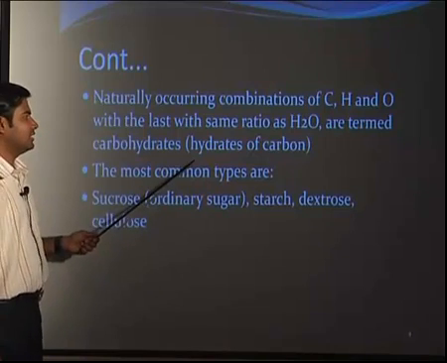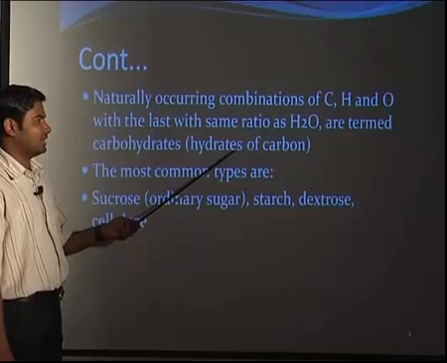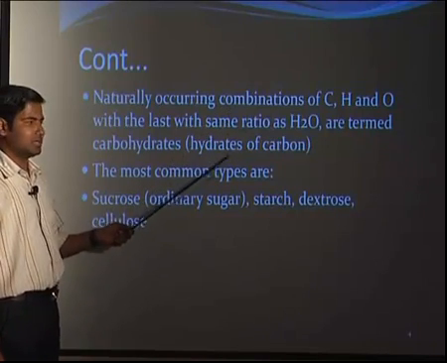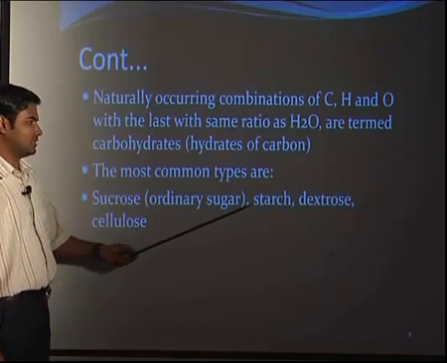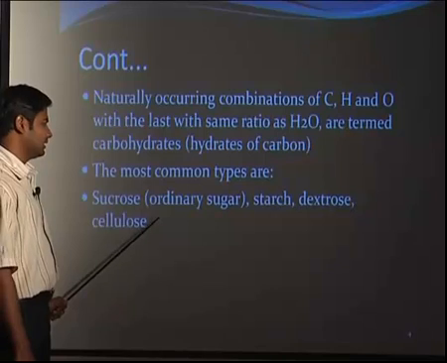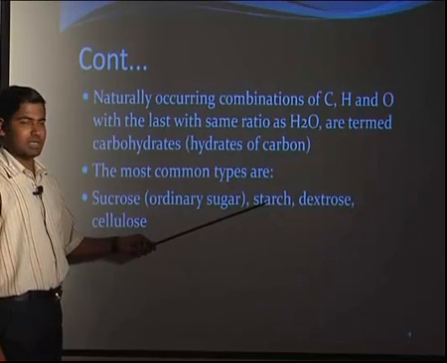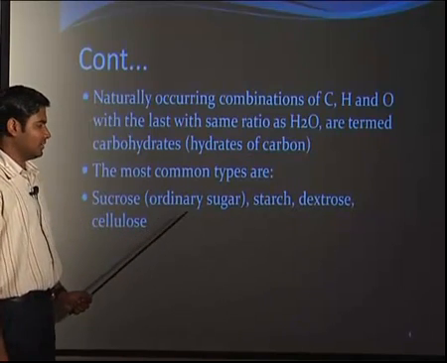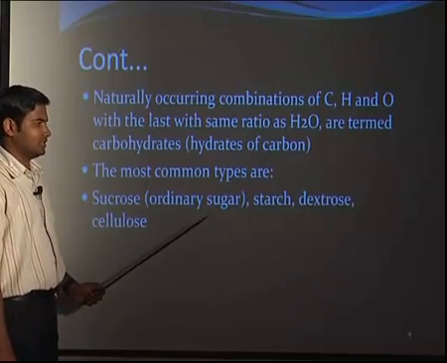The naturally occurring combinations of carbon, hydrogen, and oxygen with the same ratio as water are termed carbohydrates, meaning hydrates of carbon. Carbohydrates mainly have C, H, and O in their chemical structure. The most common types are sucrose, that is ordinary sugar, starch, dextrose, and cellulose. Sucrose is what we eat daily, and then there are starch material, dextrose, and cellulose, which we mainly find in fibers or in leathers.